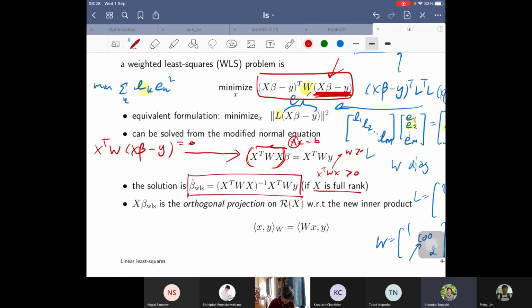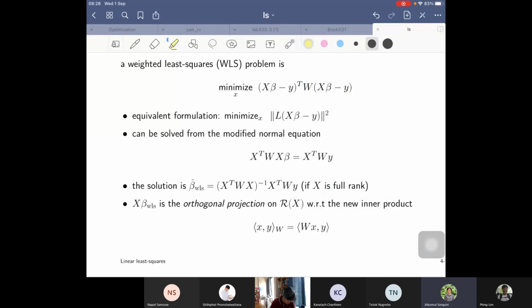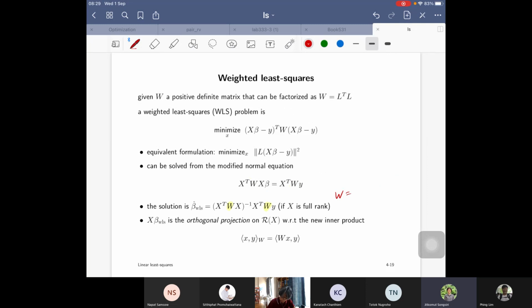You see that the modification of weighted least square is just that the weighting matrix W appears in the formula. It also reduces to the ordinary linear least square when W equals what? When W equals the identity. What is it? Orthogonal matrix.